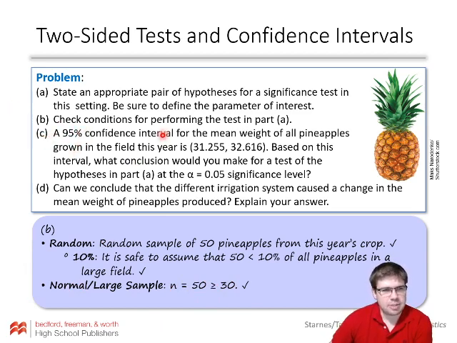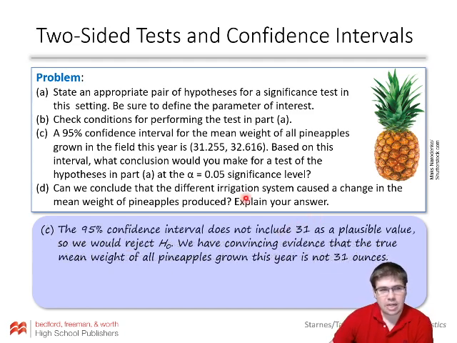Part C, a 95% confidence interval for the mean weight of all pineapples grown in the field this year is from 31.25 to 32.61. Based on this interval, what conclusion would you make for a test of the hypothesis of Part A at the 5% significance level? Remember, this was a two-tailed test with mu equals 31, and because that interval does not include 31, it goes from 31.25 and up, that means 31 is not a plausible value. We would reject the null hypothesis, and we would have convincing evidence that the mean weight is not 31 this year.